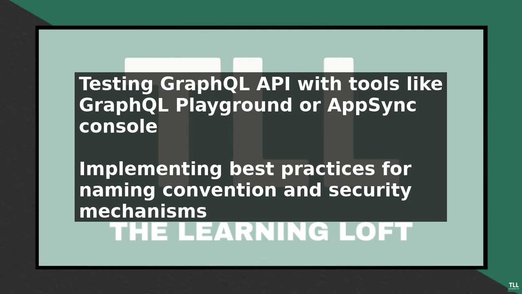In conclusion, AWS Amplify GraphQL API provides a powerful and flexible way to build and manage data-driven applications. By following these steps and best practices, you can create a scalable and efficient GraphQL API that meets the needs of your application. With Amplify, you can focus on building your application rather than worrying about the underlying infrastructure.